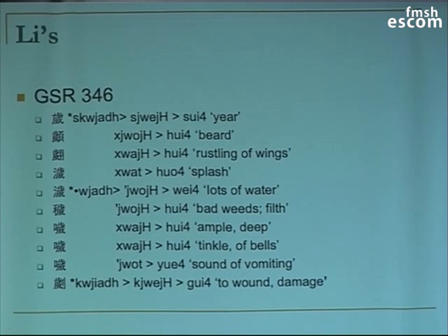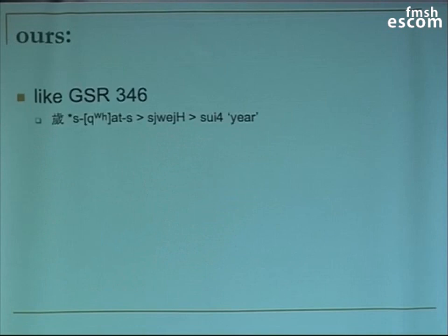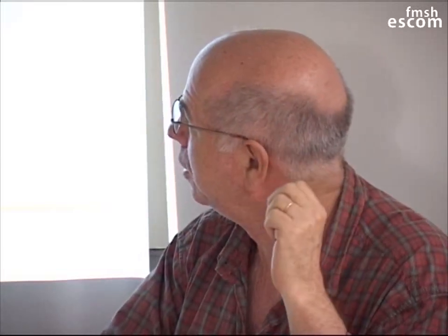Now in our reconstruction, we have sway. We think sway is SQH. And one reason for thinking that is that the Min dialects have qu. So the Min dialects keep H in general. That's one thing they do. Preserve aspiration. Preserve all kinds of aspiration.